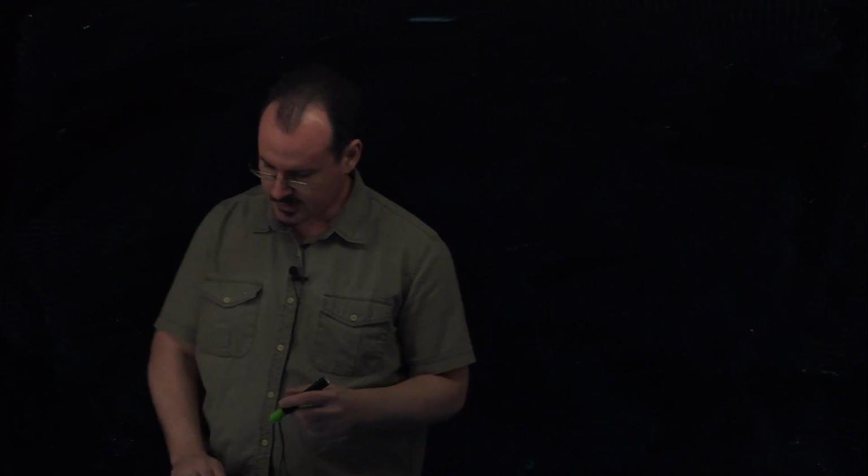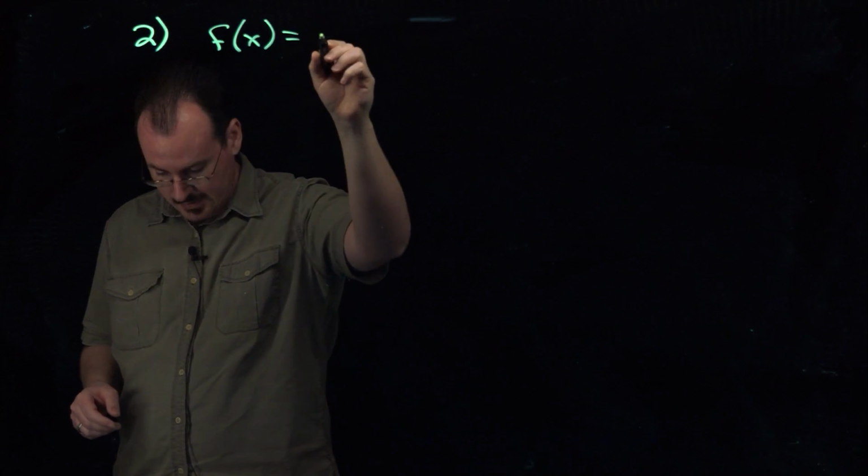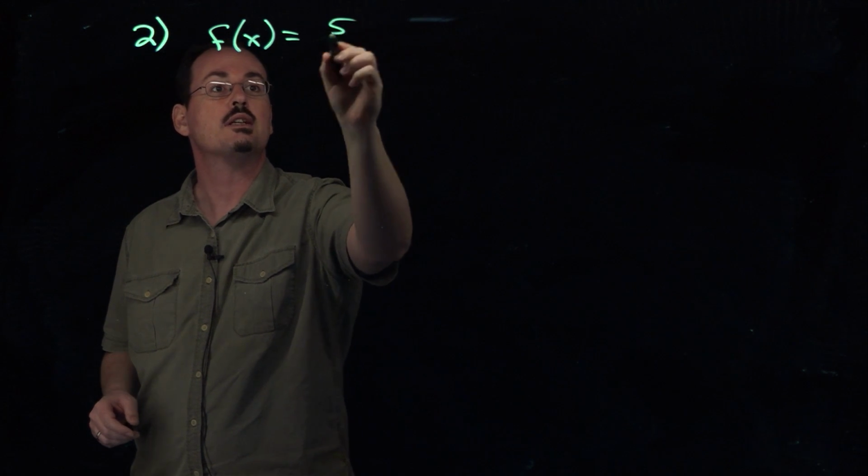Looking at section 3.4, problem 2. This problem is very similar to the example. In fact, I'm not going to go through the process of finding the derivative again, because the only difference here is that this has a 5 in the numerator instead of a 3.